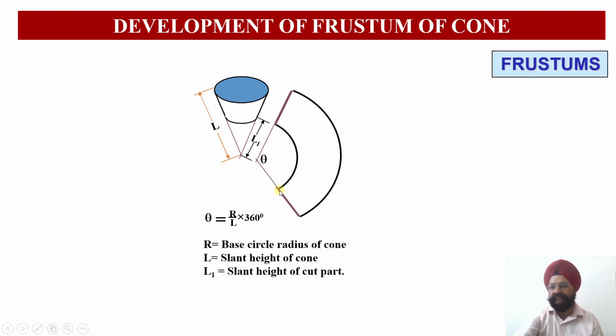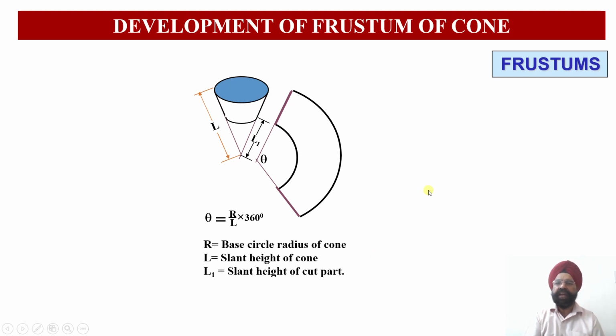So this sector gives me the development of the frustum of the cone, and once I roll this out, I am going to get this hollow cone being formed with the help of rolling and joining of the two ends of this particular sector. So this is the construction of the frustum of a cone.